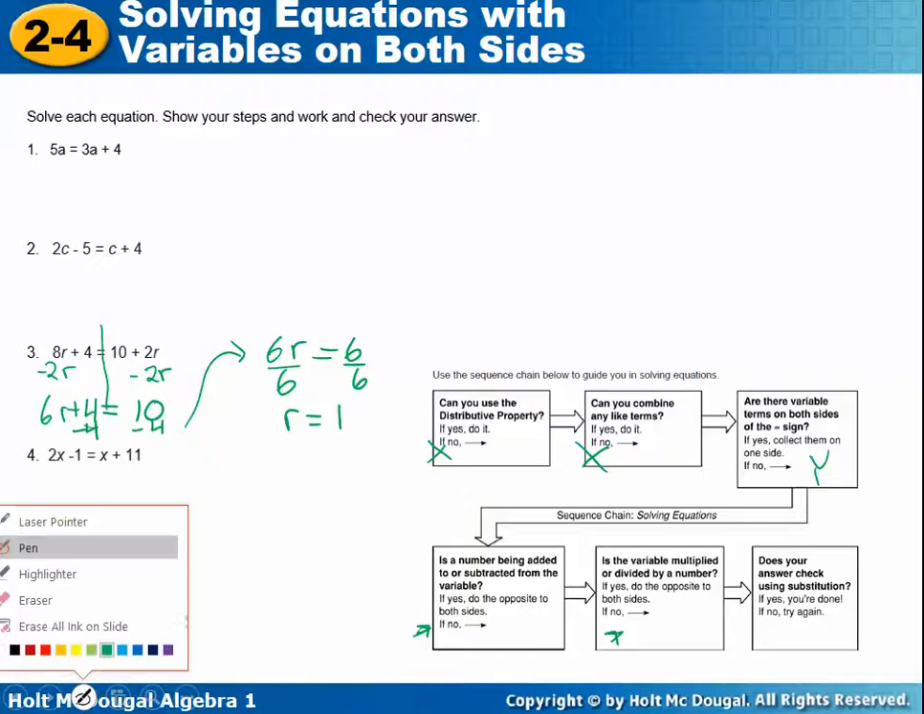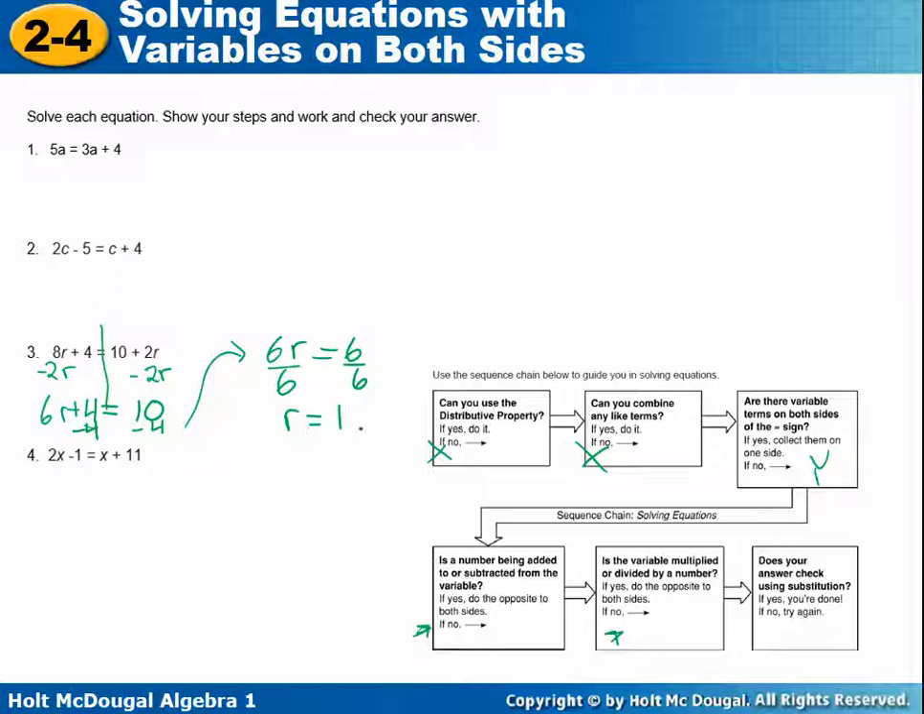And then my last step is to take my answer, r equals 1, and put it back into my original equation wherever I see an r. So on the left side, I would have 8 times 1, which is 8, plus 4, or 12. On the right side, I would still have the 10 plus, and then I'd have to take 2 times r, but 2 times 1, which is 2, and that's also equal to 12. So it checked. This is indeed the correct answer.